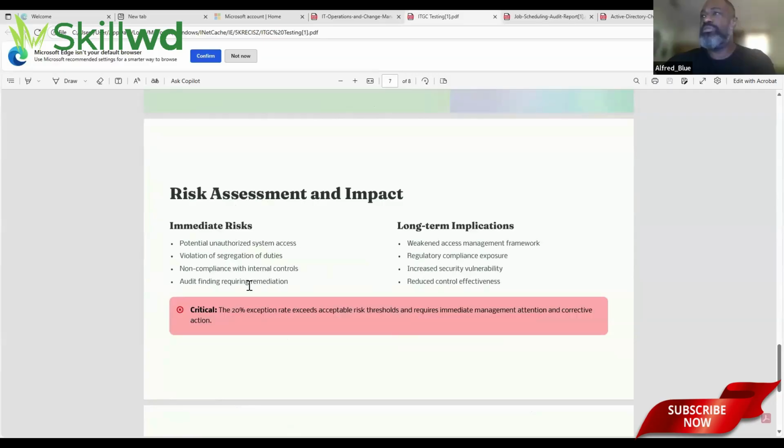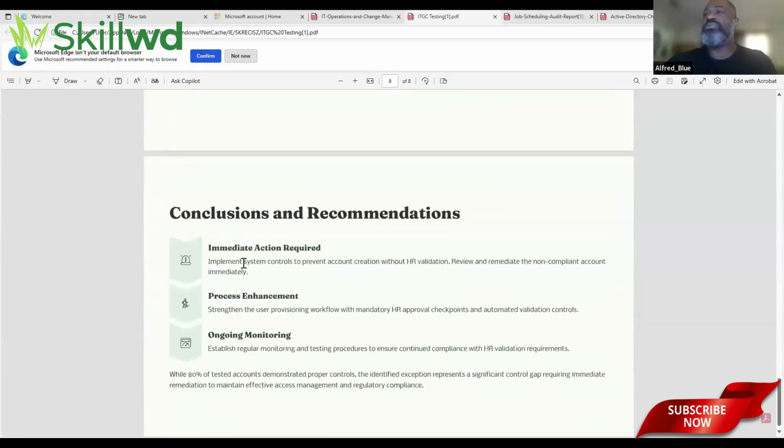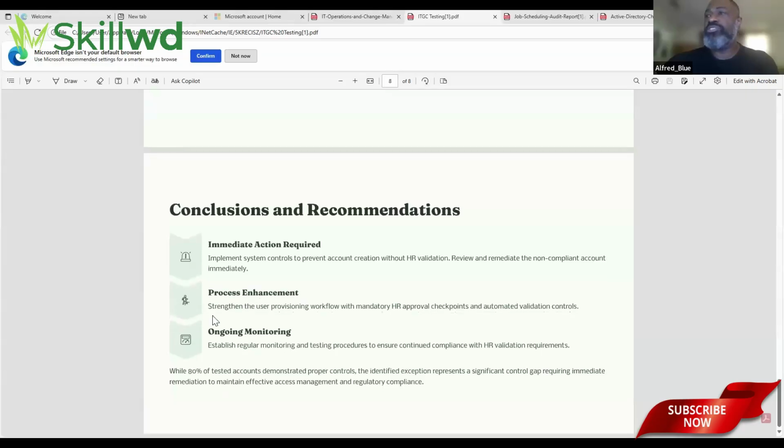So this is our immediate risk, and long-term implications. And so in conclusion and recommendation: immediate action required. Implement system controls to prevent account creation without HR validation, and review and remediate the non-compliant accounts immediately. Process enhancements: strengthen the user provisioning workflow with mandatory HR approval checkpoints and automated validation controls. Ongoing monitoring: establish regular monitoring and testing procedures to ensure continued compliance with HR validation requirements.